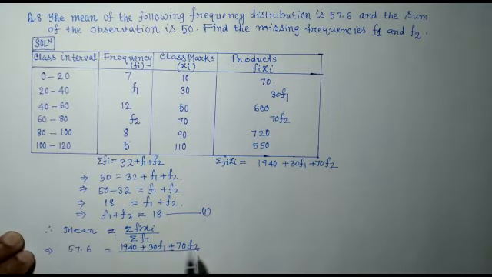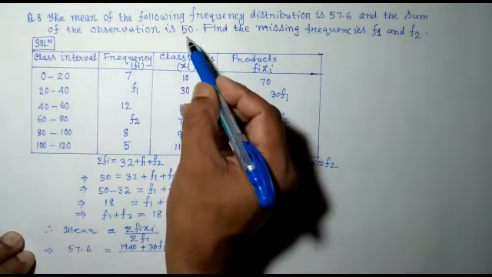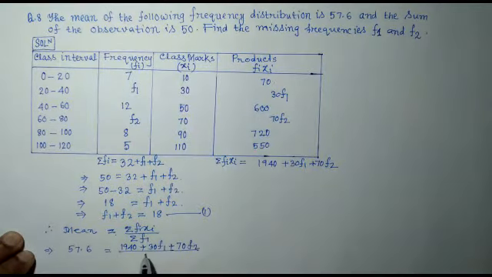This is sigma fi xi, and then sigma fi meaning the total observation. So the total observation value is given in the question, 50. So we write here directly 50. Sigma fi value is 50. Now we do the cross multiplication. So let us multiply. Suppose here is 1. This side multiply, we will get 1940.